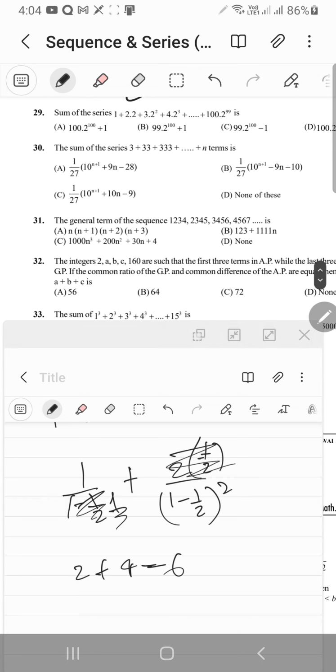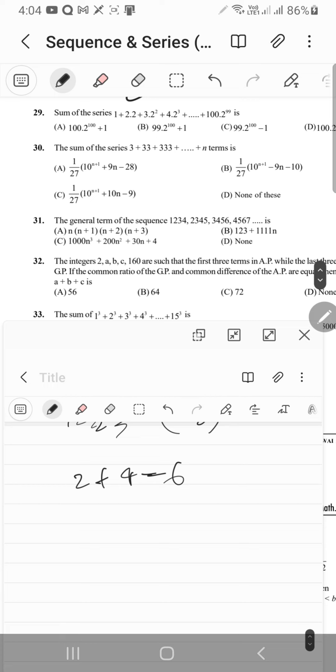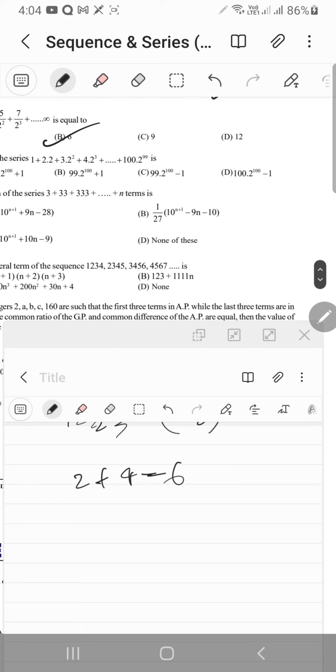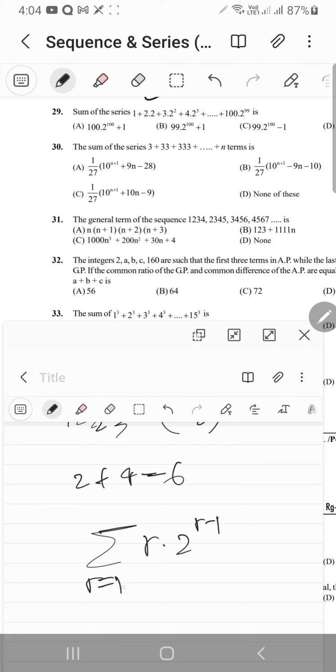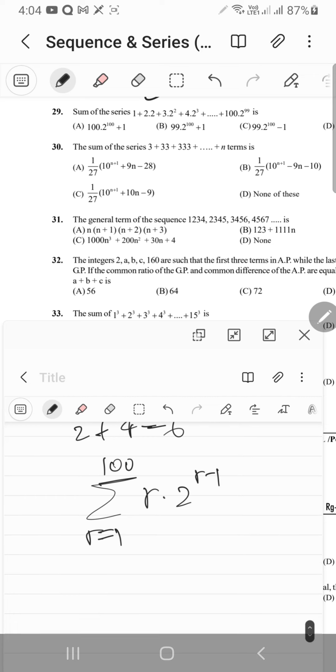Sum of this series, once again. Okay, now it's a finite series. Oh no. That isn't supposed to happen. Sum of this series is, let's see, 1 plus 2 times 2 plus 3 times. Fine, so just summation of r times 2 to the power of r minus 1, and it's going from r equal to 1 to 100. This is what S is.